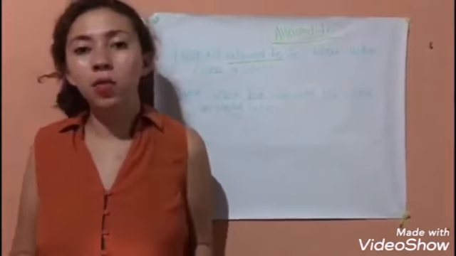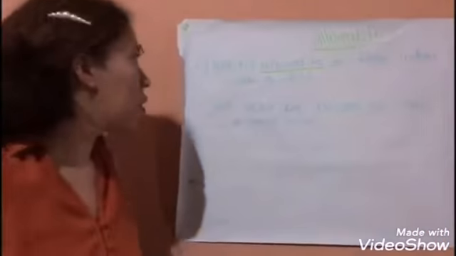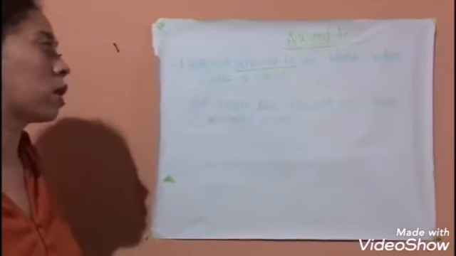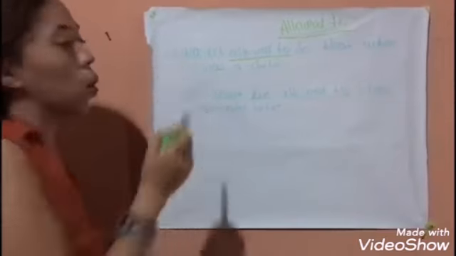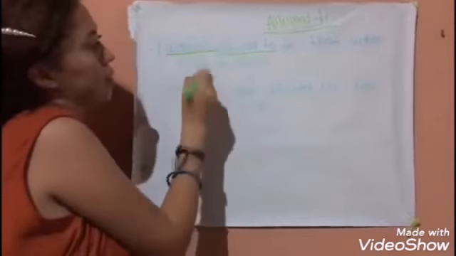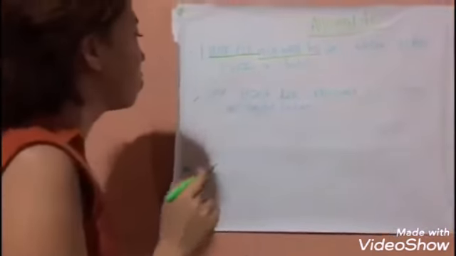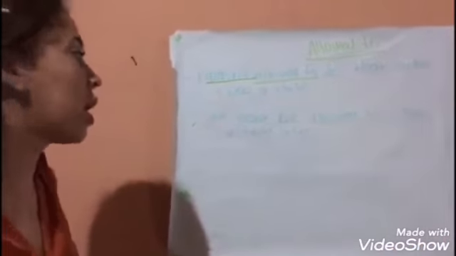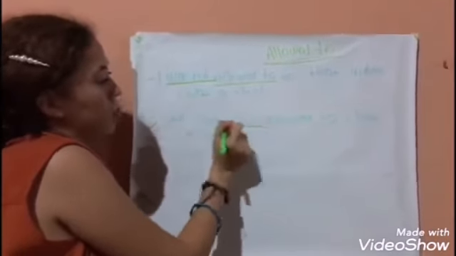To talk about negative rules, we use allowed to. For example, I wasn't allowed to do that when I was a child. Why? Because in that sentence we talk in the past. I wasn't allowed to. And in this sentence, we won't be allowed to check in until later. In this sentence we are talking about the future. Won't be.